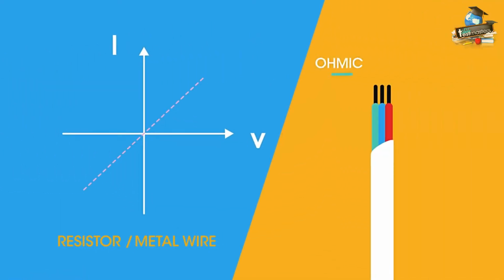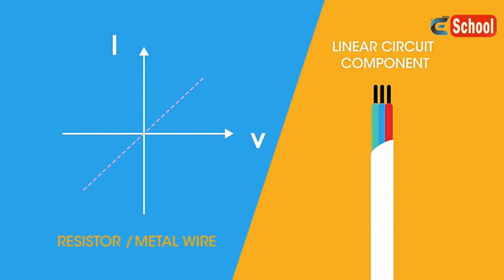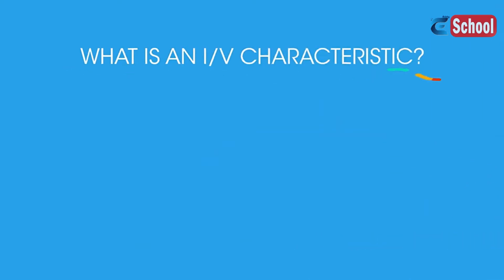We say a wire is an ohmic conductor because at a constant temperature, its resistance is constant. A current flowing through a resistor at a constant temperature is directly proportional to a potential difference across it. A component that gives a graph like this is said to follow Ohm's law and is called a linear circuit component.